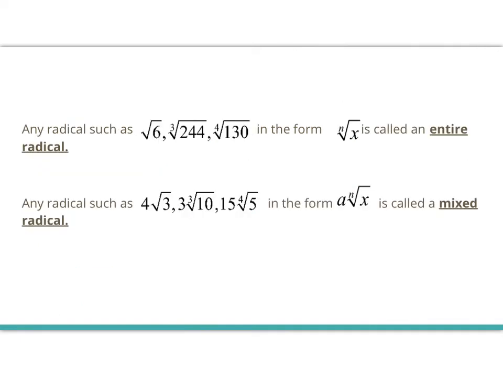So any radical, such as the square root of 6, the cube root of 244, etc., is called an entire radical. So an entire radical, the entire number is underneath the radical. A mixed radical, such as 4 cube root of 3, the square root of 3, 3 cube root of 10, etc., is called a mixed radical. Mixed because there's a number out front and there's a number underneath. They are in a mixed format. Entire, everything's underneath. A mixed radical, it's split.